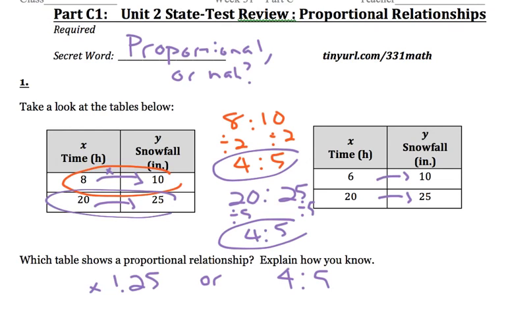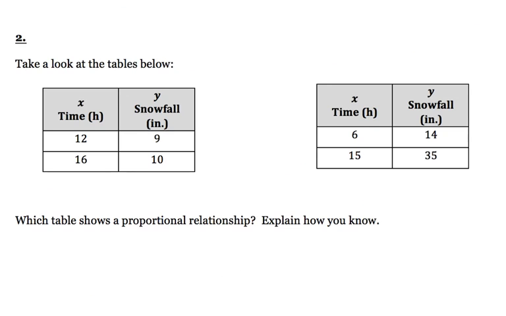And if you tried that over here, you would end up getting 3 to 5 and 4 to 5, and those are not equivalent. Also, this would be times 1.25, but up here this would be, oh man, I think it's times 1.6 repeating. And since the constants of proportionality are different, we would say that this one is not proportional.